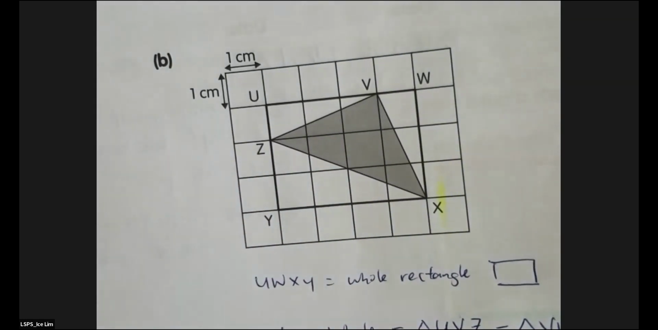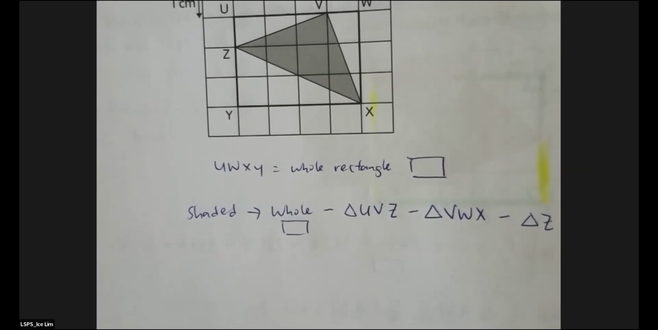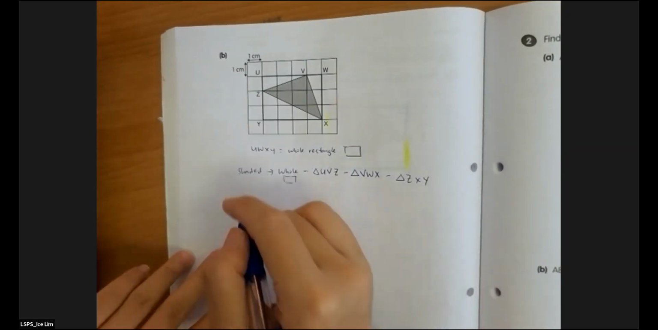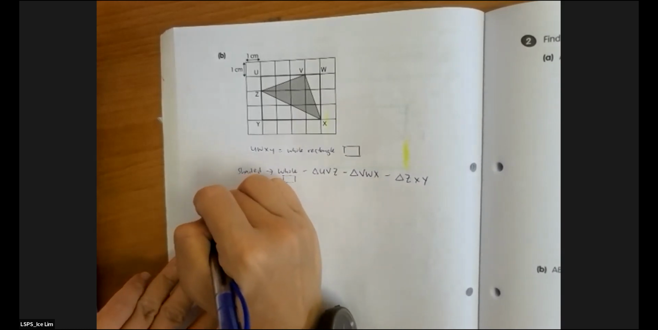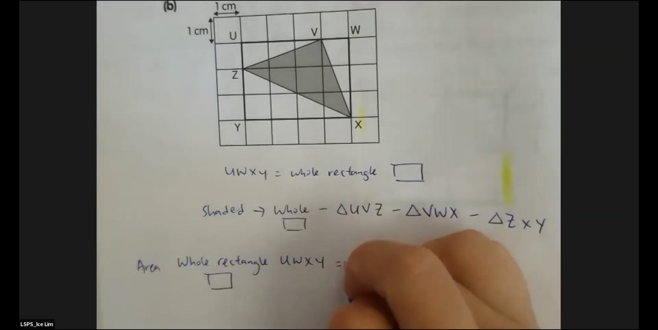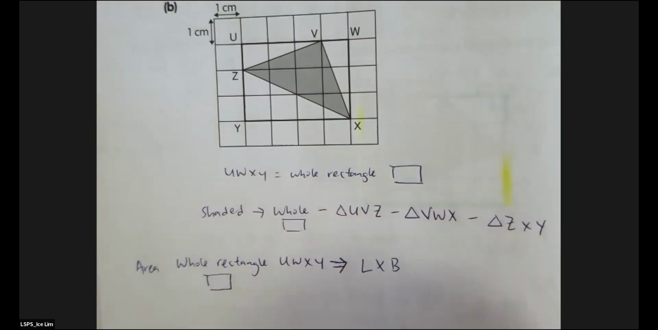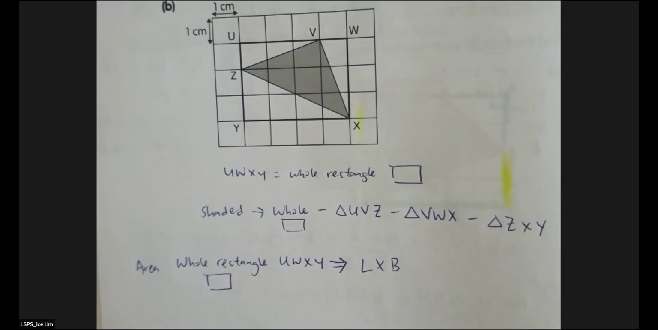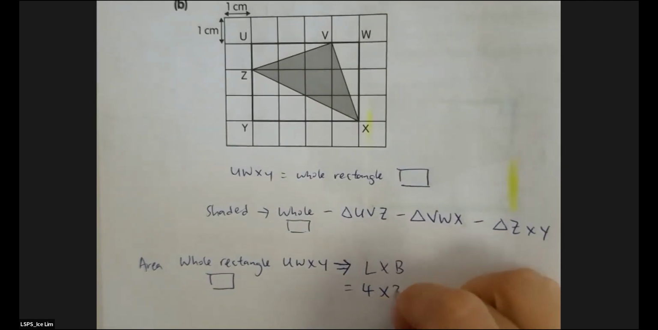Can you understand? Now, can we find the whole rectangle area first? UWXY. What is the area of rectangle UWXY? Length times breadth. What's the length of the rectangle? The long side of the rectangle, 4. What's the breadth? The short side, 3. The whole thing is 12 cm squared.